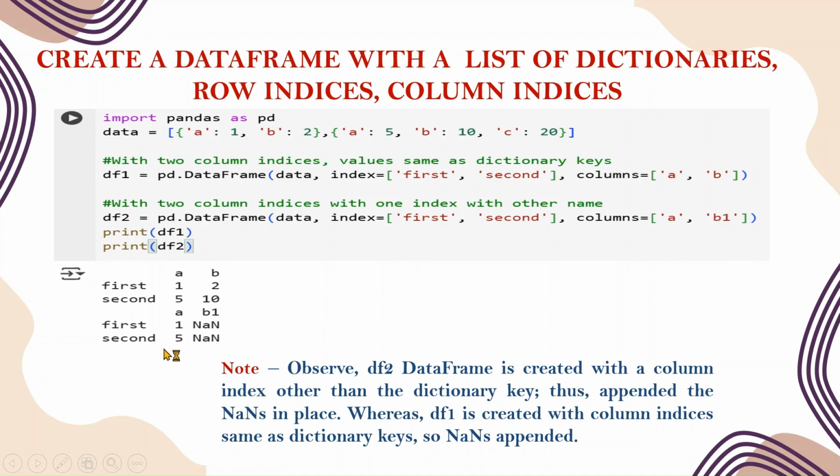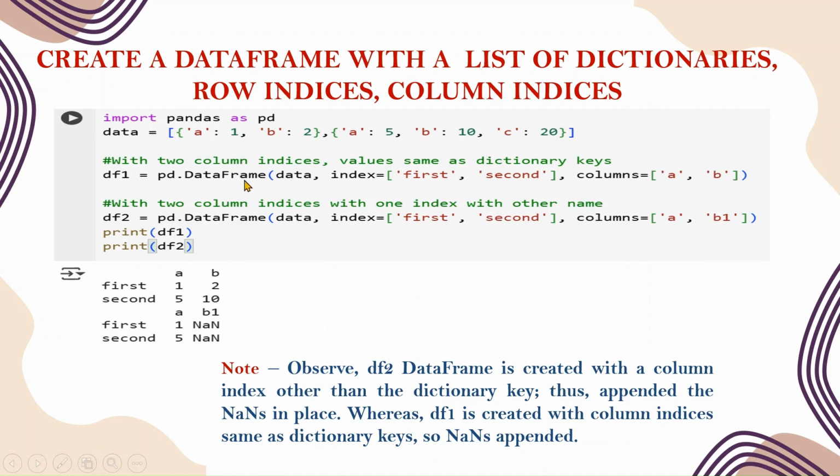When you see A is 1, it's filled. But B1 is not available here, so you get not a number. For the second one, A is 5, fine, you get 5, but there is no B1 here, so you get not a number. B1 is not matching with any of these keys, so you get not a number. Note, observe that the df2 data frame is created with a column index other than the dictionary key. There is no key with B1.